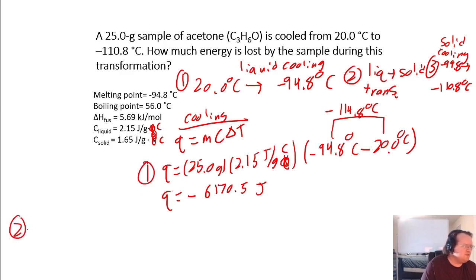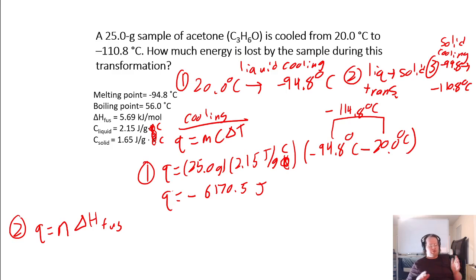Then step 2 is a phase transition. So that's going to be Q, and we're going to take the number of moles times delta H, in this case of fusion, because we're going from liquid to solid. Oh wait, just kidding. Not delta H fusion. This should be our delta H. It's going to be our melting.